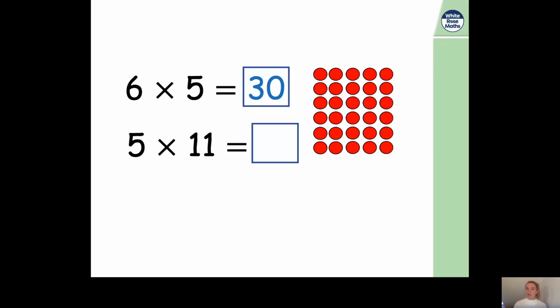Now I'd like you to have a go at the second one on your own. Now we don't know the 11 times table, so what can we do to help us here? Pause the video and have a go at this question. Okay, Year 2, let's see how you got on.